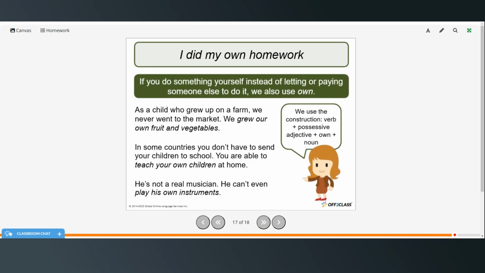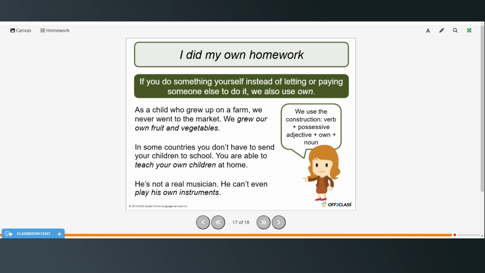If you do something yourself, instead of letting or paying someone else to do it, we also use own. As a child who grew up on a farm, we never went to the market. We grew our own fruit and vegetables. In some countries, you don't have to send your child to school. You're able to teach your own children at home. He's not a real musician. He can't even play his own instruments.